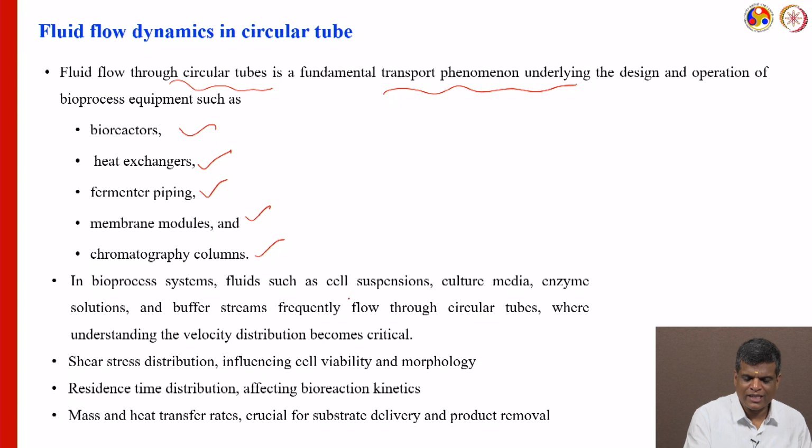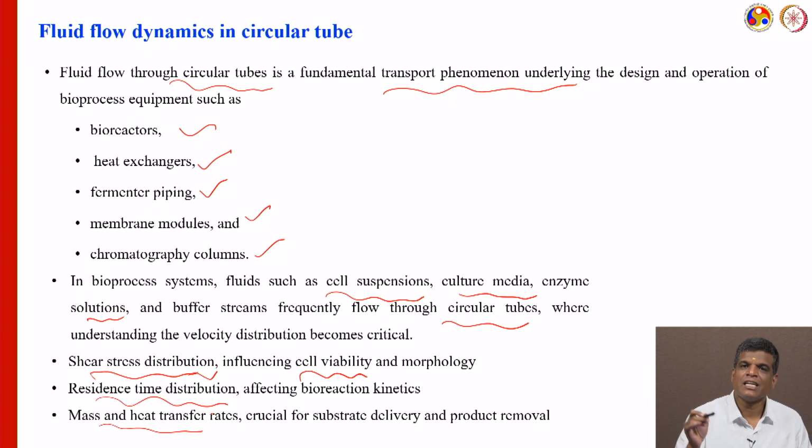Sometimes in bioprocess systems like cell suspensions, culture media, enzyme solutions and buffers, we use a circular tube everywhere. We need more understanding of how the velocity behaves, whether it becomes critical or not. The shear stress distribution also influences cell viability and morphology. The residence time also affects the bioreaction kinetics. The mass and heat transfer rates are very crucial for substrate delivery and product removal.